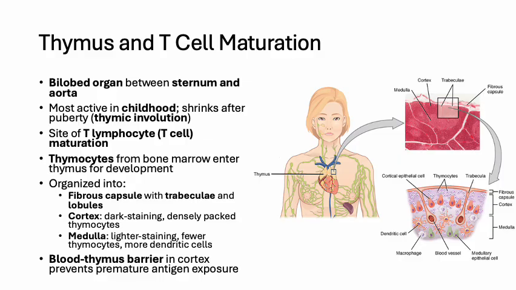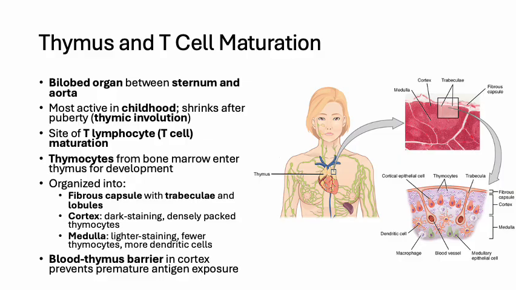Immature T cells called thymocytes originate in the red bone marrow and travel through the bloodstream to the thymus. Once inside, they undergo a complex maturation process that prepares them to become naive T lymphocytes. These are cells that are fully capable of initiating the adaptive immune response but have not yet encountered an antigen.